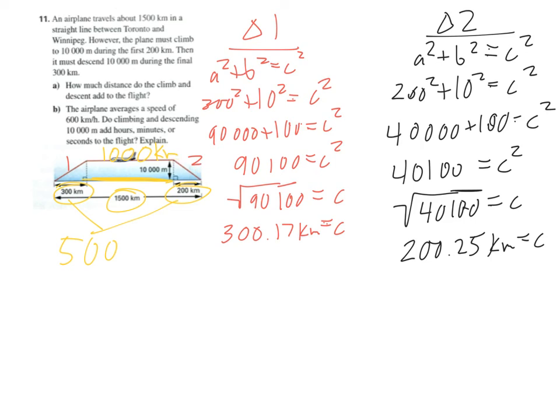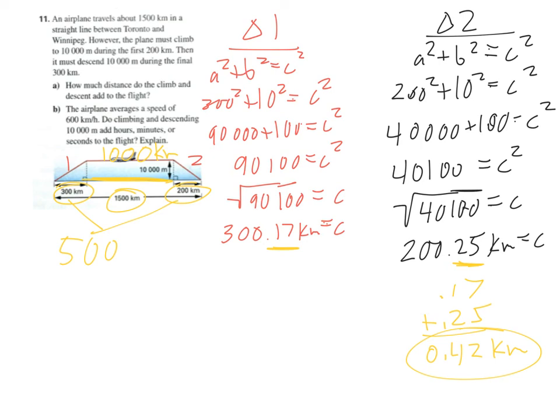So how much distance does the climb and descent add to the flight? Well, the only difference is this 0.17 and this 0.25, because the original distance on the ground was 300 and 200. So I get rid of those, and I've just got those decimal places. If I add those together, 0.17 plus 0.25, I get 0.42 kilometers added. So less than half a kilometer is added to the length of the flight.